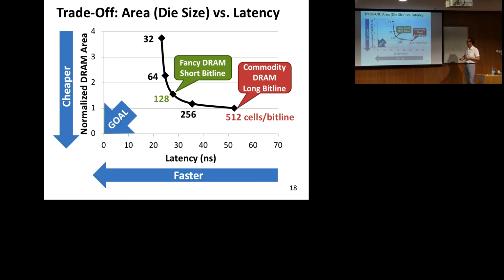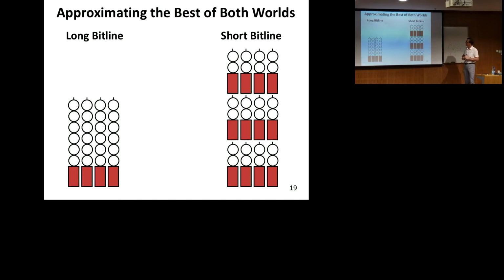So the key question is, can we somehow get here? If I told you that I have a solution to get here, you should kick me out of the room because I cannot break that fundamental trade-off. But we'll try to exploit some other principle to at least enable the use of the best of both worlds. So we'd like to approximate the best of both worlds.